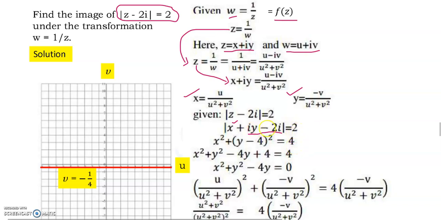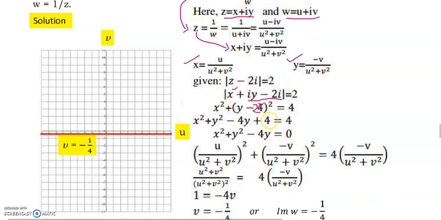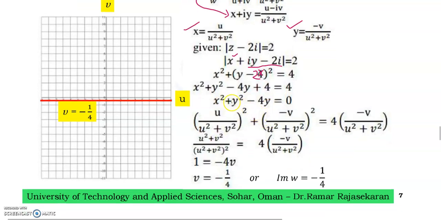Now y minus 2 whole square. So a squared plus b squared minus 2ab. Here there is an error. Here it will not be 4, it will be 2, because if you take i outside, y minus 2, and then apply the modulus condition, you will get this. Then you make simplifications, so that you get x square plus y square minus 4y equal to 0.